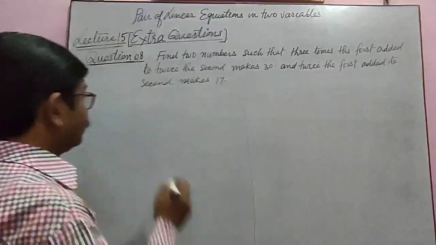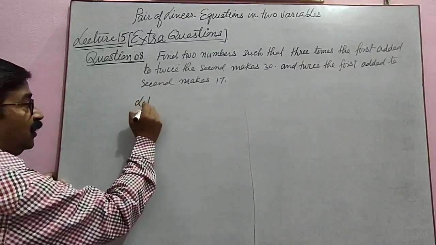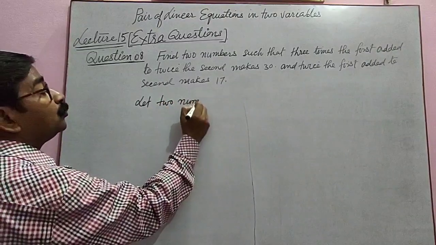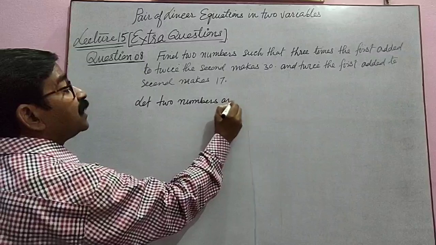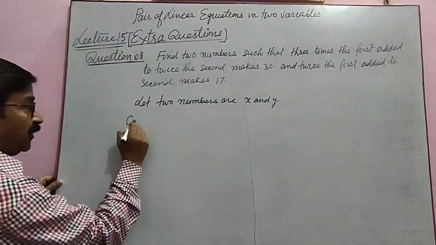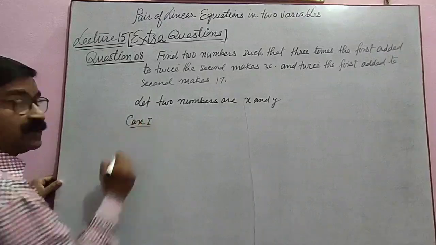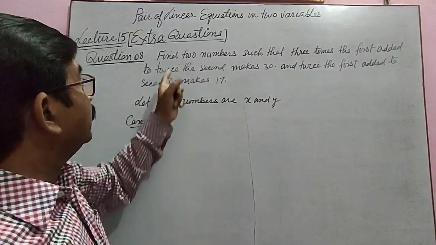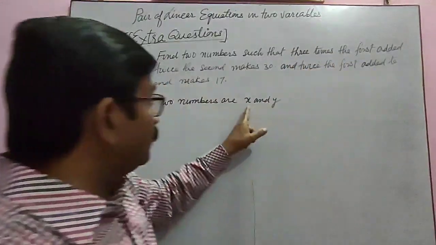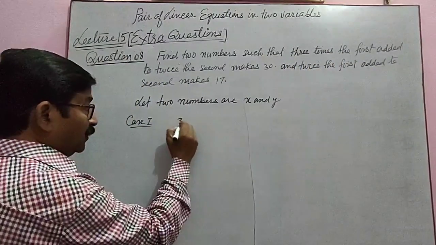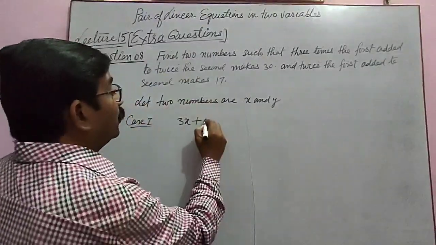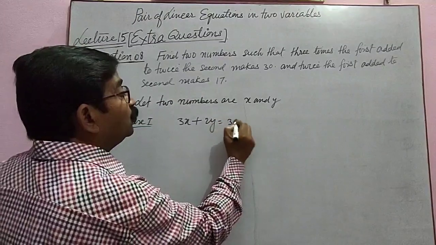Very simple question. So let the two numbers be x and y. In the first case, what is said? It says that 3 times the first number is 3x. So we have 3x added to twice the second, 2y, is equal to 30.